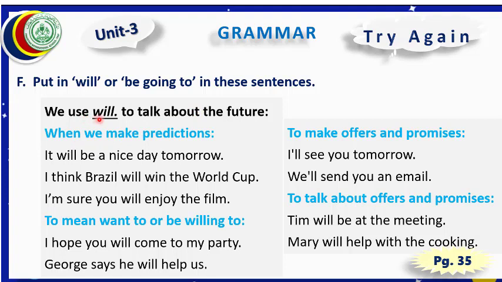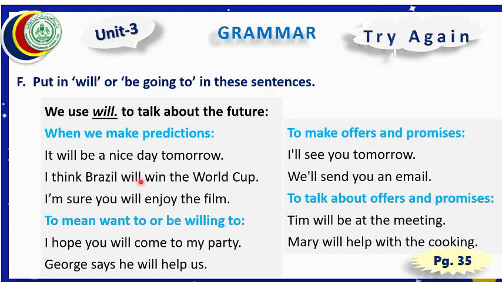We use will when we make a prediction. What is a prediction? When we use a prediction, the sentence will be like this: It will be a nice day tomorrow. Oh yes, in this sentence, we are making a prediction. That is why will is used here.